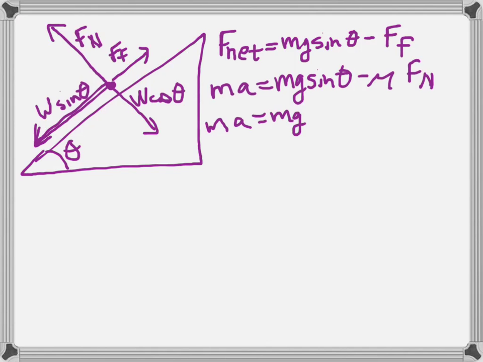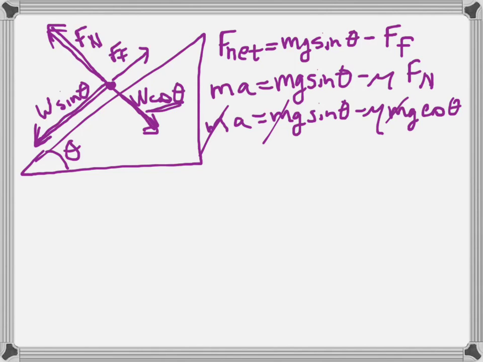equals mg sine of theta minus mu Fn, and Fn, of course, in this FBD would actually equal mg cosine of theta. This up force and that down force should be equal. So mu times mg times cosine of theta. And you'll notice that there's a mass in every one of these terms. And so I get an equation, acceleration equals g sine of theta.